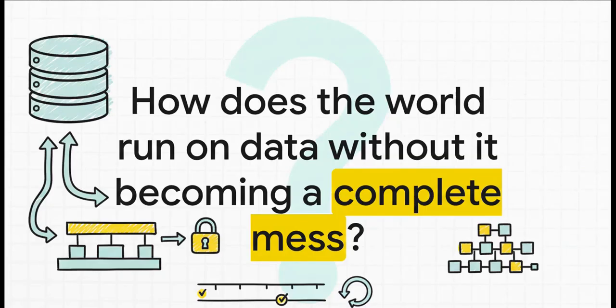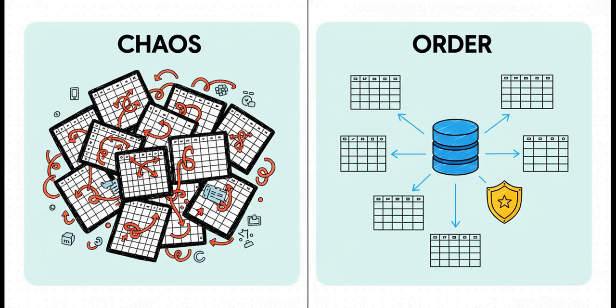I mean, really think about it. We've all been there, right? Staring at some horribly messy spreadsheet. You've got duplicate rows. You have no idea which version is the right one. It's a nightmare. Now just imagine that same mess, but on the scale of a global company. It would be absolute chaos. And that, right there, is the exact problem that databases are built to solve.